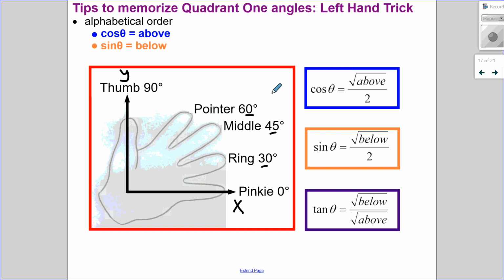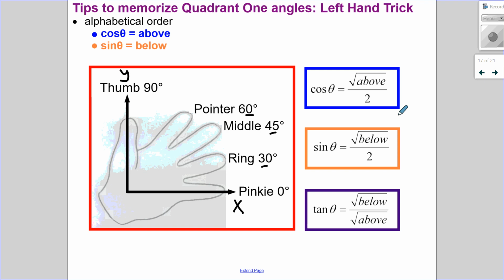Well, the shortcut to figuring out or remembering sine, cosine, and tangent is by using the fingers above and below. So in alphabetical order, cosine is going to be the number of fingers above, sine will be the number of fingers below. So cosine is going to be root of the fingers above over 2, sine will be root of the fingers below over 2, and tangent will be root of below over above. So what we can do is just fold down each of those fingers and figure out all the trig ratios that the special triangle also helped us with.